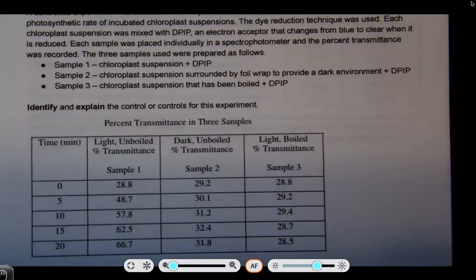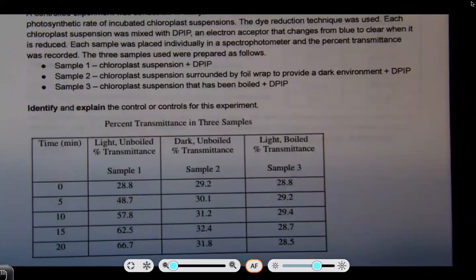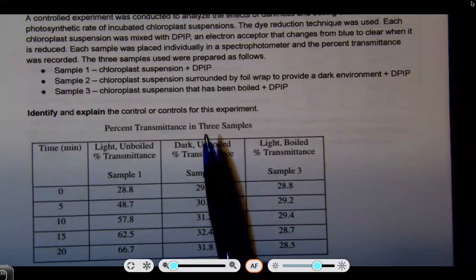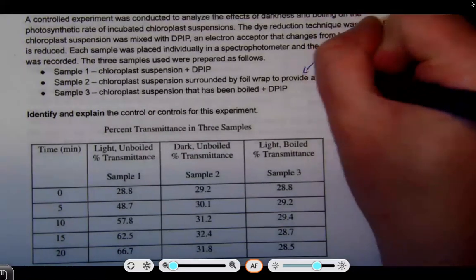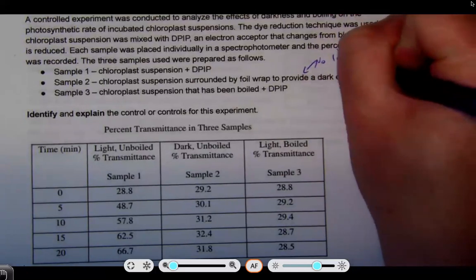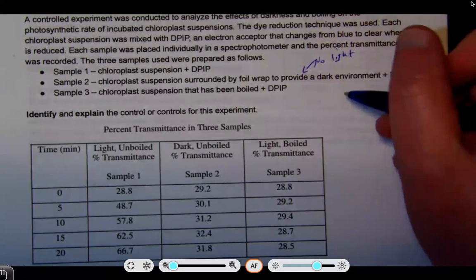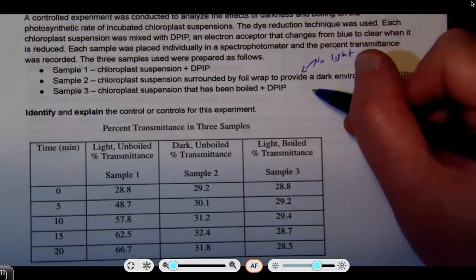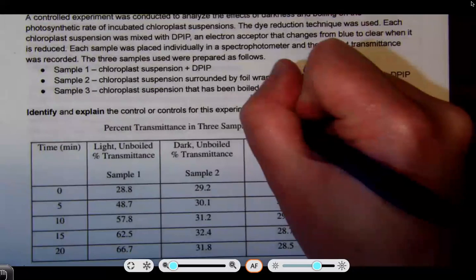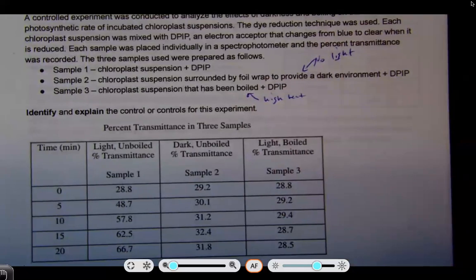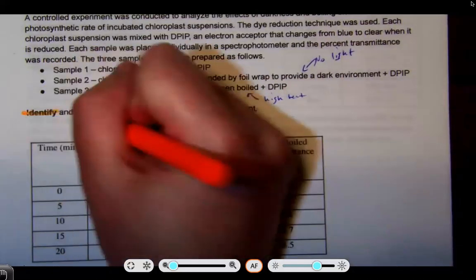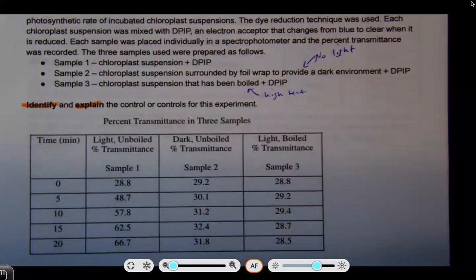The 3 samples were prepared as follows. Sample 1 is a chloroplast suspension plus the DPIP, which is just the chemical they use. Sample 2, the chloroplast suspension is surrounded by foil wrap to provide a dark environment, so no light. And you can totally write on these tests if you print one off, but that's going to take time. And then a chloroplast suspension that has been boiled, so high heat was added, okay? It asks you to identify and explain the control or controls for this experiment.